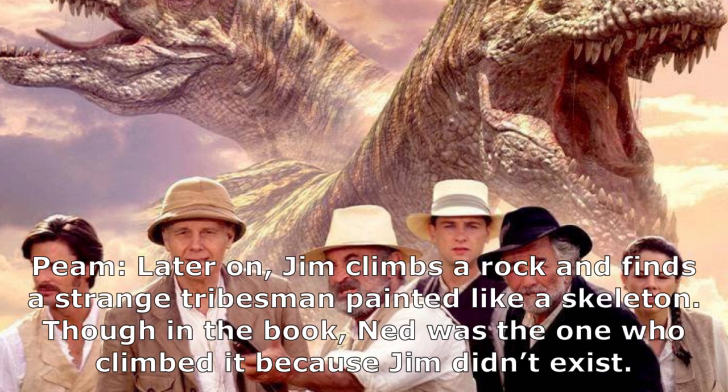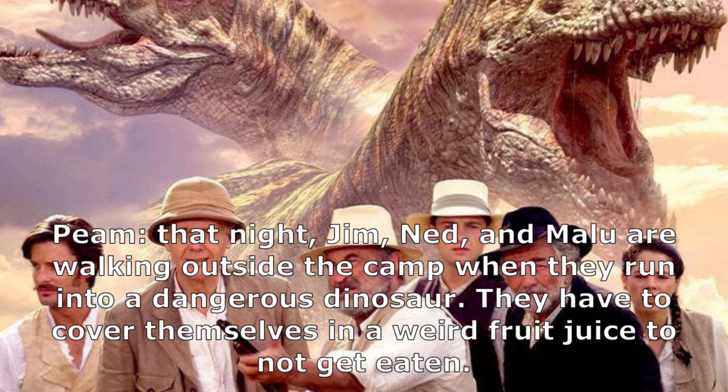Later on, Jim climbs a rock and finds a strange tribesman painted like a skeleton, though in the book, Ned was the one who climbs it because Jim didn't exist. That night, Jim, Ned, and Malu are walking outside the camp where they run into a dangerous dinosaur. They have to cover themselves in a weird fruit to not get eaten.